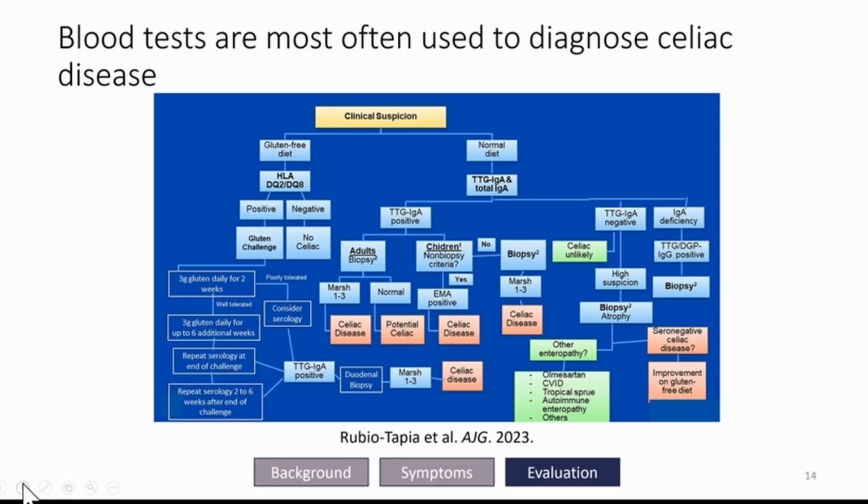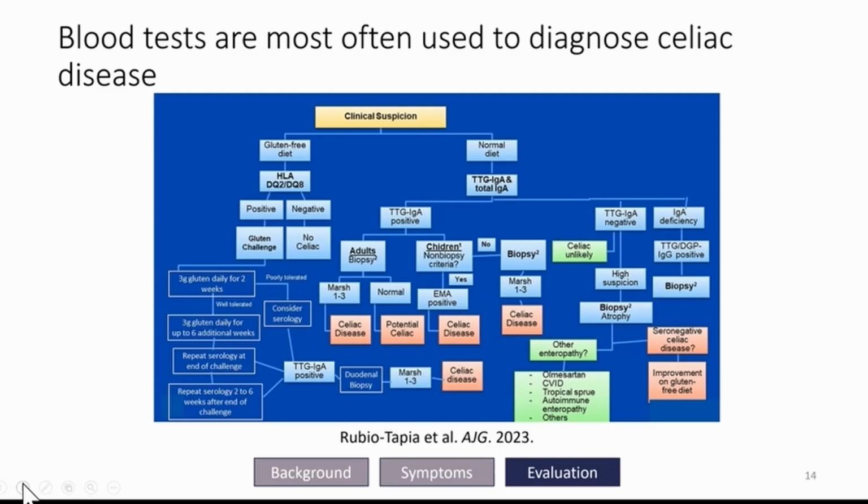And then if the antibody, the TTG, is negative, we think celiac is unlikely, but if there's still high suspicion, we can move on to some more invasive biopsy testing, which we'll talk about. But if it's positive, there's a little bit of a difference between what we do in adults versus children. If it's positive, we go straight for the biopsy in adults.